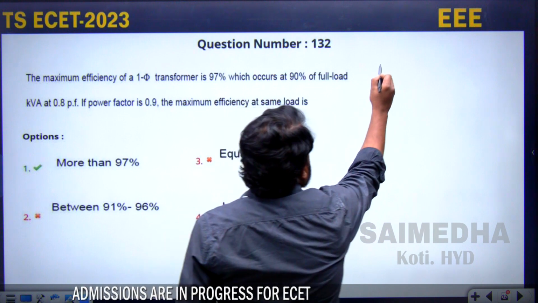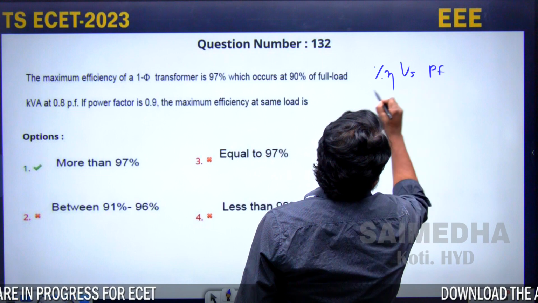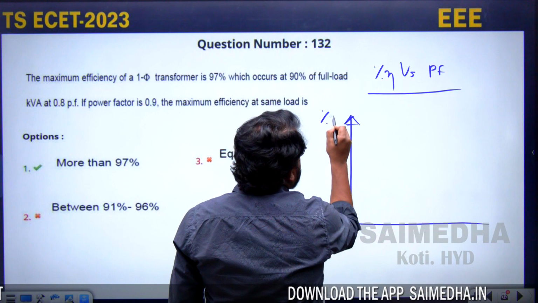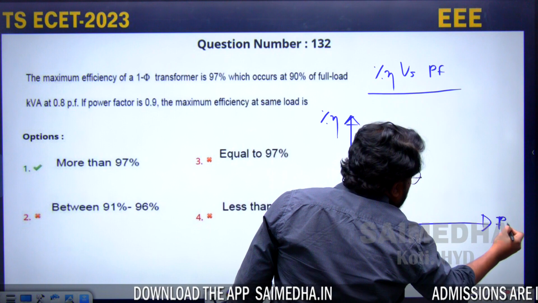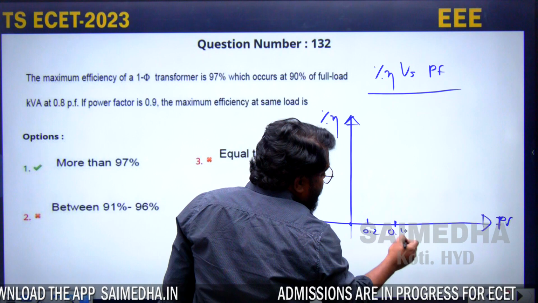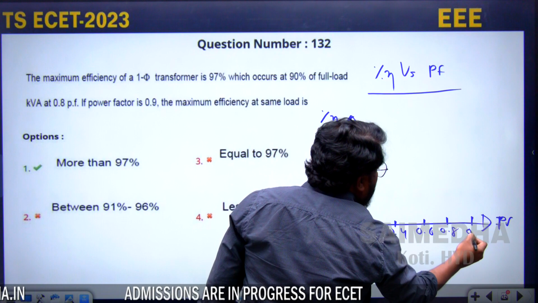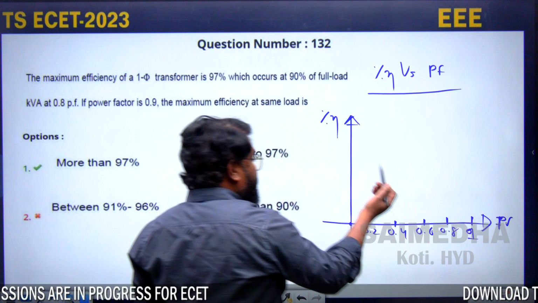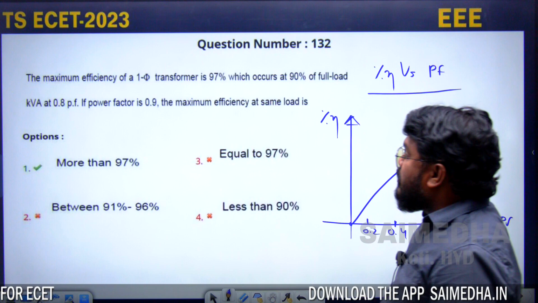So let us consider the variation of percentage efficiency with respect to the power factor curve. Let us take the percentage efficiency of the transformer on one axis and the power factor on the other. So here this is 0 power factor, 0.2, 0.4, 0.6, 0.8, and this one is unity power factor. So maximum efficiency occurs at unity power factor in general. So this is the variation of the efficiency with respect to the power factor angle.